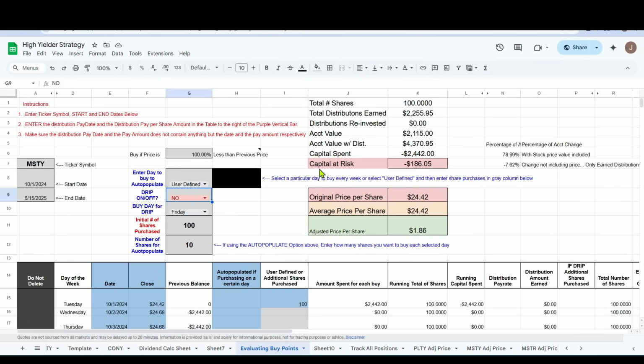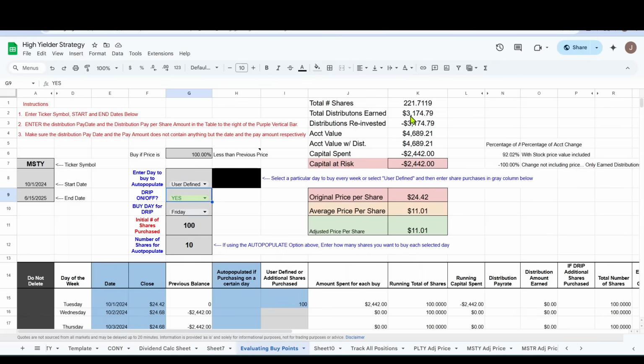Right now, we currently have the drip off. We have almost earned all of our capital back, and let's just see where we're sitting with the drip on. Okay, so with the drip on, of course, our capital at risk is the amount that we've originally spent, and that's $2,442. You have upped your number of shares to 221 shares. The total distributions you've earned is $3,174.79.